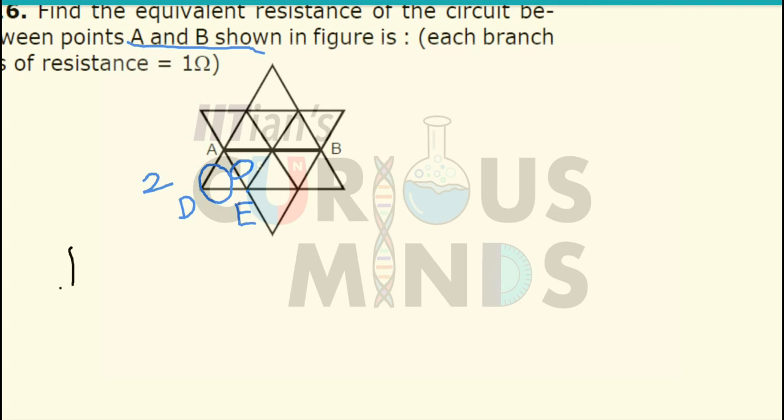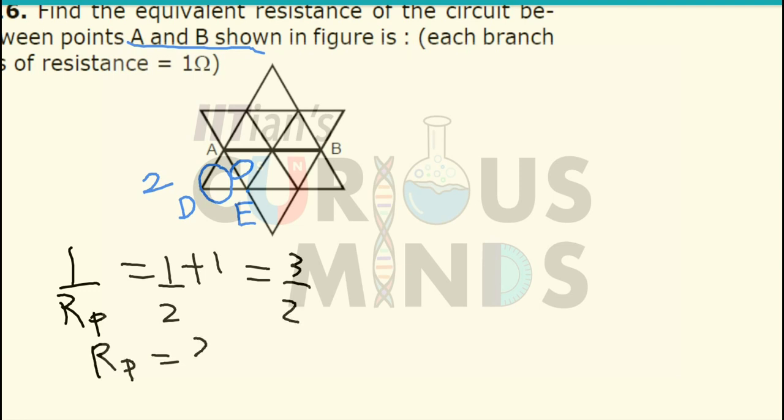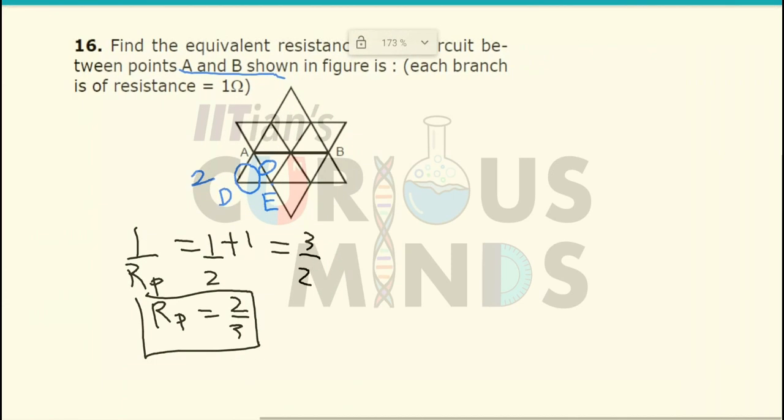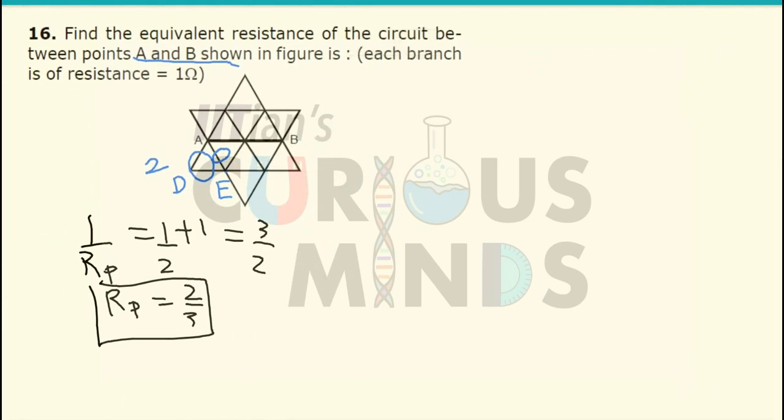So the equivalent resistance in that case will be 1 by 2 plus 1, which is equal to 3 by 2, and the equivalent resistance in parallel will be equal to 2 by 3. So if I replace this entire setup, I can replace it by a single resistance of 2 by 3. The same logic is applicable over here, and over here, around all 6 points.